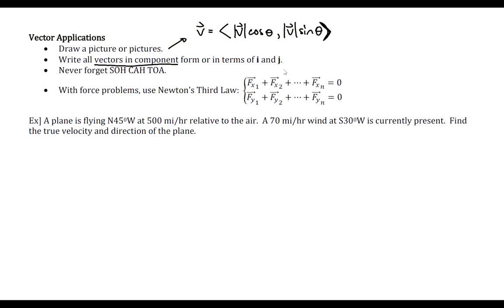When doing these problems, we always have SOHCAHTOA and the Pythagorean theorem to help us. If it is a force problem, we would use Newton's third law. This first one, though, is a velocity problem, so we'll save Newton for later. All right, so let's see how these work. Let's read it very carefully. It says a plane is flying north 45 degrees west at 500 miles per hour relative to the air. A 70 mile per hour wind at south 30 degrees west is currently present. Find the true velocity and direction of the plane.